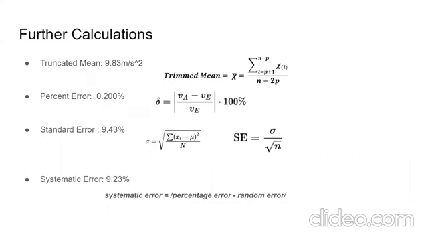Some of this error can likely be attributed to differences in the gravitational field strength local to where the experiment took place. The standard error, a way to measure random error, was calculated to be 0.9 meters per second squared. This gave us our final gravitational acceleration value of 9.8 plus or minus 0.9 meters per second squared. Finally, we calculated the systematic error to be 9%.